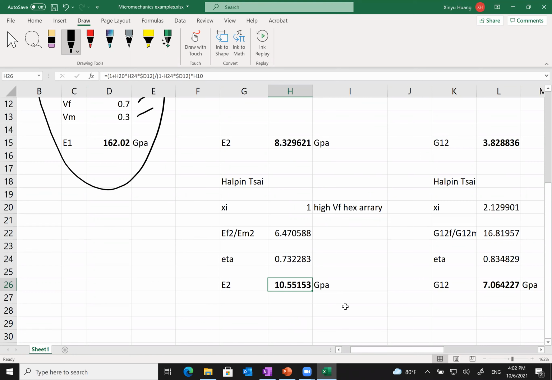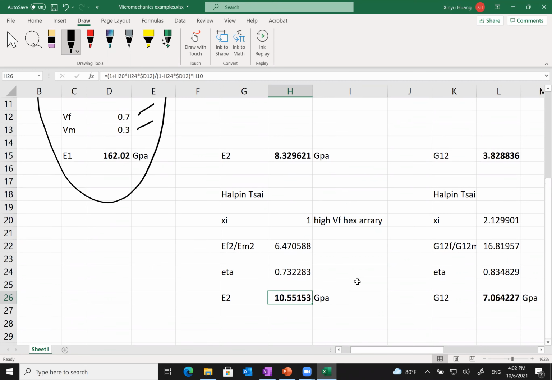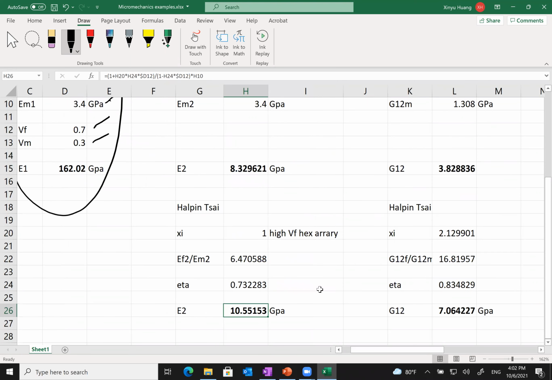The Reuss model usually underestimates things. It gives you the lower bound. So Halpin-Tsai is slightly above the Reuss model. The Reuss model says 8.3. Halpin-Tsai says 10.5. It makes sense. It's bigger than the Reuss limit. All right. Any questions?